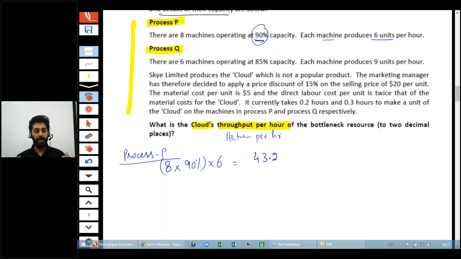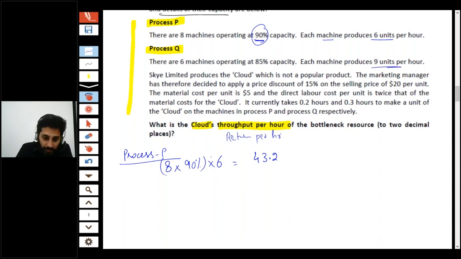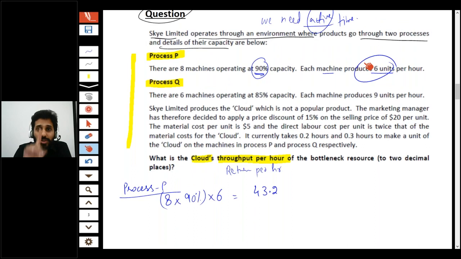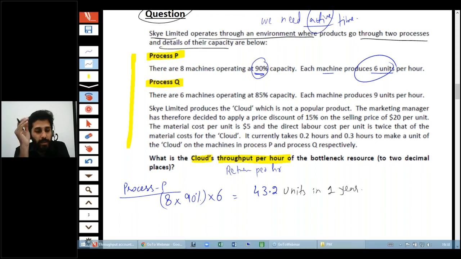See that I am interpreting it again. In 1 hour, each machine produces 6 units. I was talking about product P. Each machine produces 6 units in 1 hour, and there are 8 machines. So this 43.2 would be units in 1 hour, right? These are 43.2 units in 1 hour. And what would be the next story?